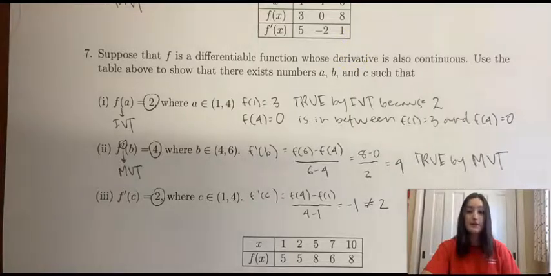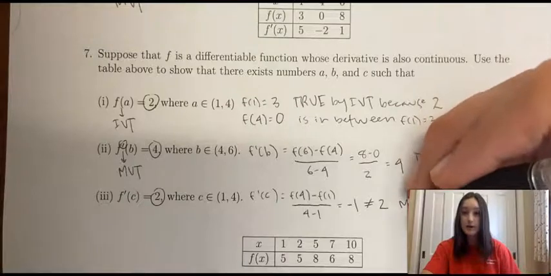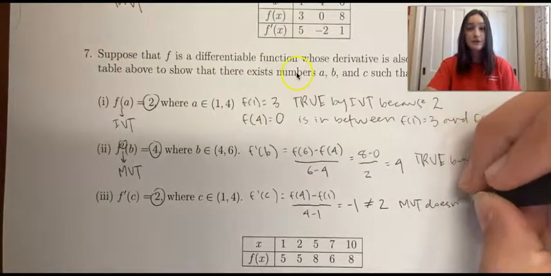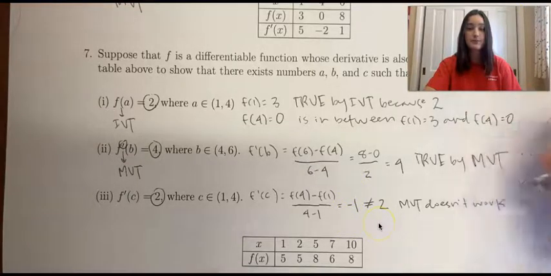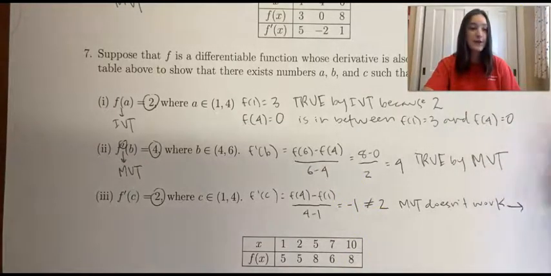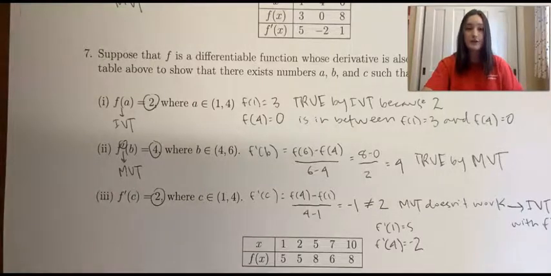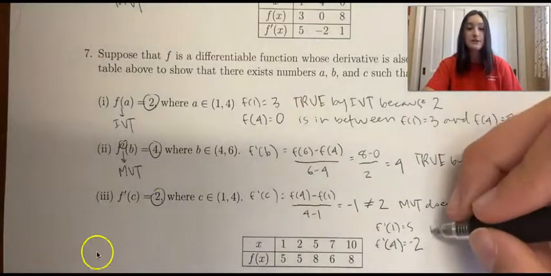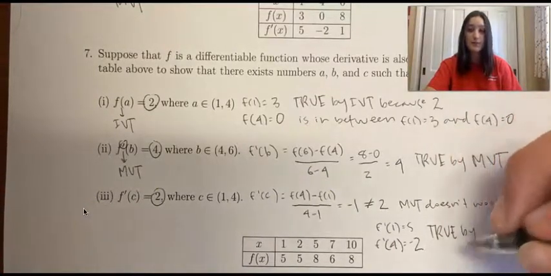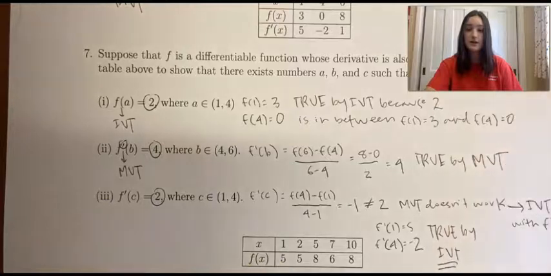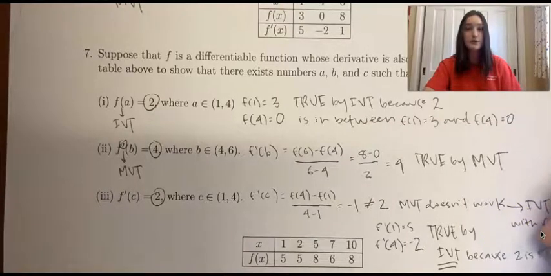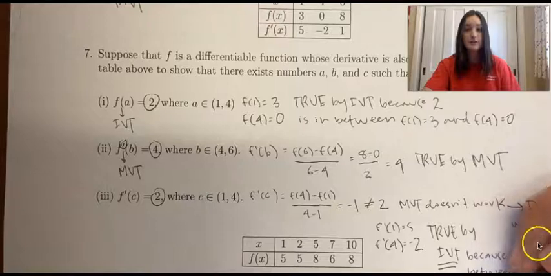So let's do that. I'm basically going to do the same thing I do on any IVT problem, but instead of using f of x values, I'm using f prime of x values. So I'm just going to skip ahead to that. I looked at that table to find those f prime of x values. F prime of 1 equals 5, f prime of 4 equals -2. And given right here, we have that f prime of c equals 2. And that 2 is between 5 and -2. So even though MVT doesn't work, this is true by IVT. What I wrote on the side there is when MVT doesn't work, you use IVT with f prime. Same process, but you're using f prime instead of f of x.